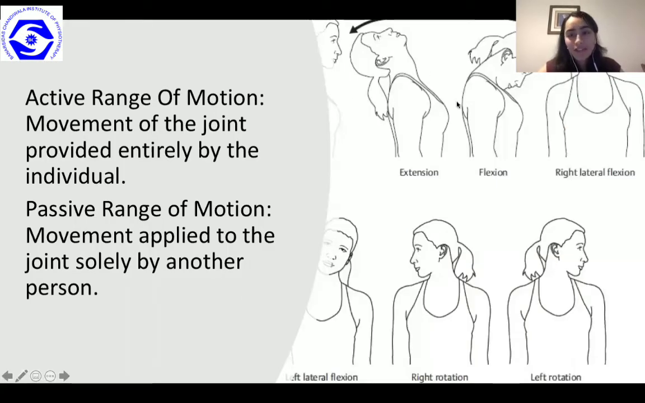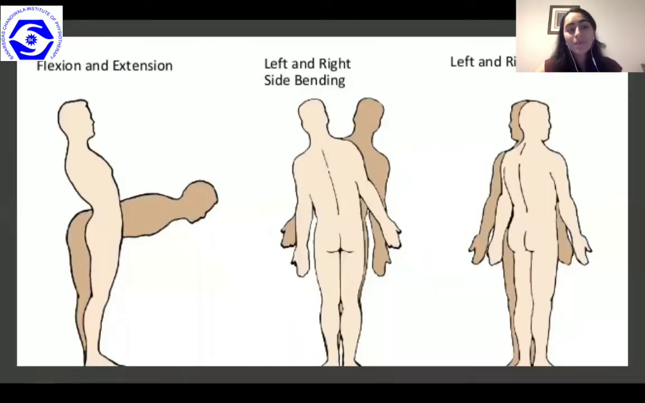So on this slide, we can see that in the active range of motion of the cervical spine, there is extension, which is movement of the cervical spine backwards, flexion, which is movement of the cervical spine forwards, lateral flexion, which is this movement, and rotation, which is this movement. And in the passive range of motion, the therapist will do the movements which I told you. And for the lumbar spine, it's flexion and extension, side bending to the left and right, and rotation to the left and right.